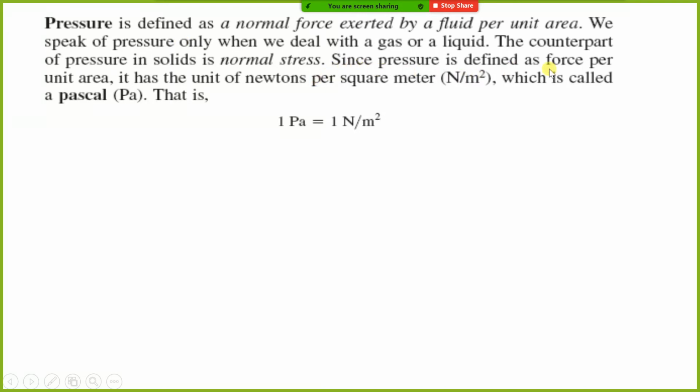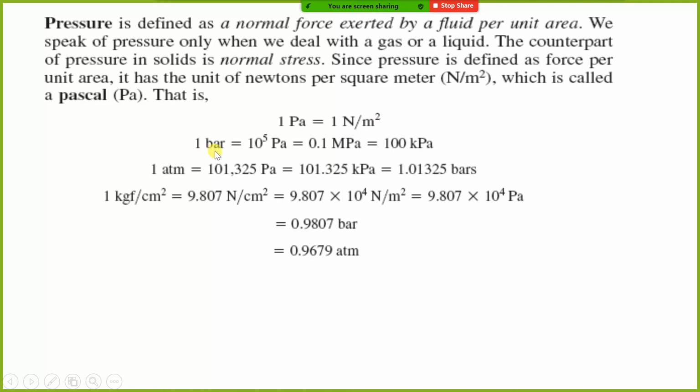Since pressure is defined as the force per unit area, it has a unit Newton per meter square. Force is a Newton and area is a meter square. The unit is Newton per meter square, and 1 Newton per meter square is called a Pascal. Therefore, I have written here 1 Pascal is equal to 1 Newton per meter square. We will see other units. 1 bar is equal to 10 to the power 5 Pascal or 0.1 megapascal.